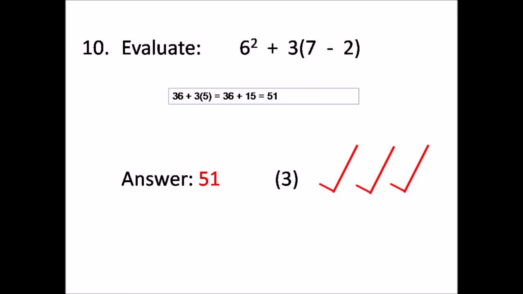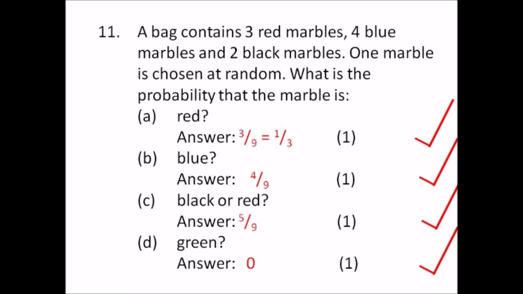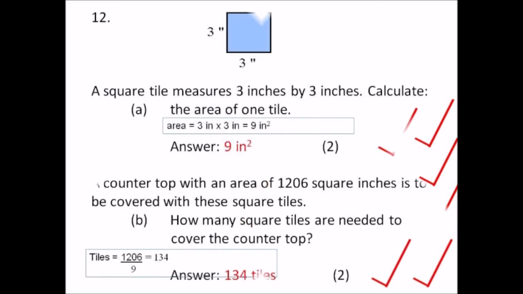And we move on to number 11, probability. A, red, 3 red, 3 over 9, 1/3. Blue, 4 over 9. You can't reduce that. Black or red, you add. So black is 2, red is 3. That's where I got the 5 from. You add once you're doing OR. And green, there's no green. Set up to be 0 is impossible. So the probability is 0. 4 big marks there, guys. I'm sure you got those 4 marks. And we move on to number 12.